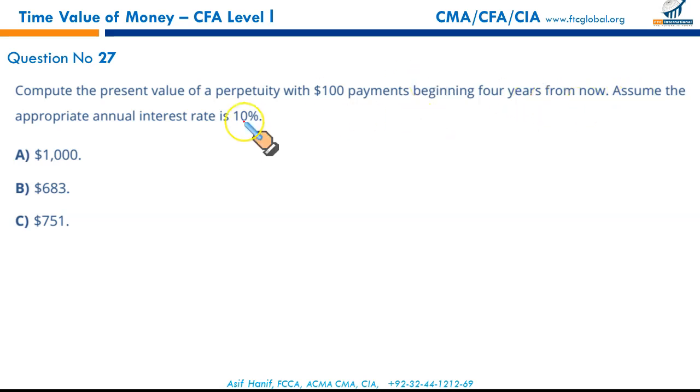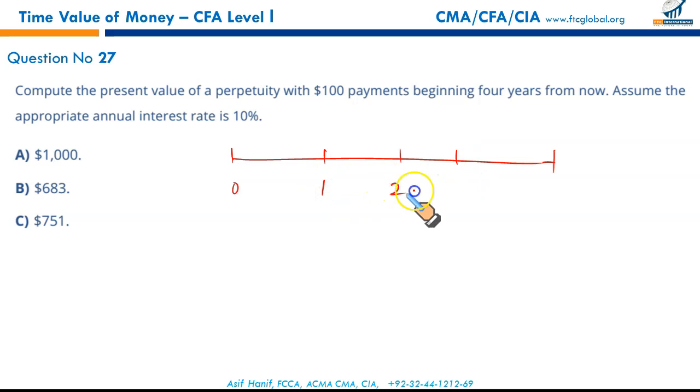Compute the present value of a perpetuity with $100 payment beginning 4 years from now. Assume the appropriate annual interest rate is 10%. As one gentleman suggested, we should use TVM. Yes, the timeline will always help, but for beginners, it's recommended. If you are an expert, you can simply plug in the numbers, get your result, and save time.